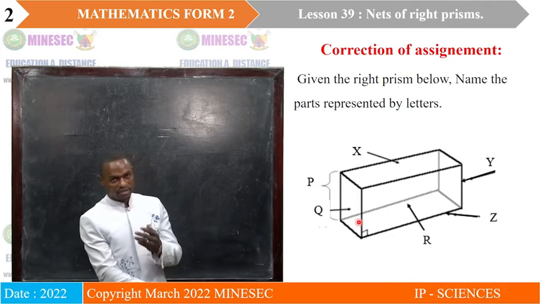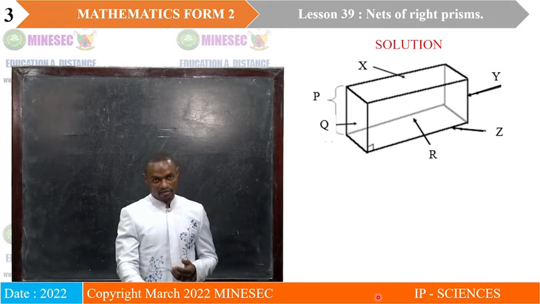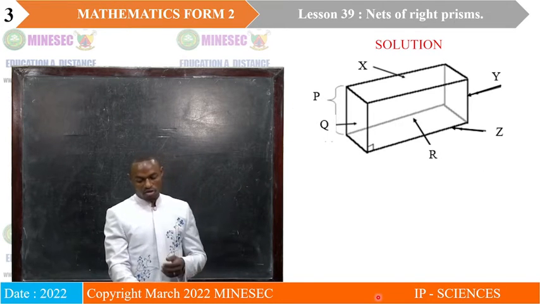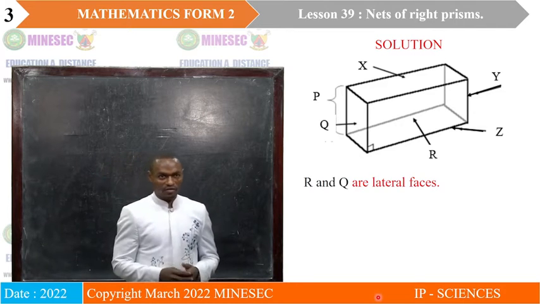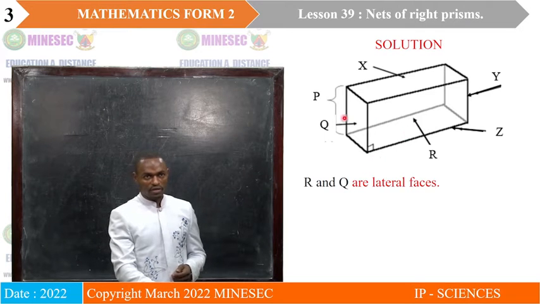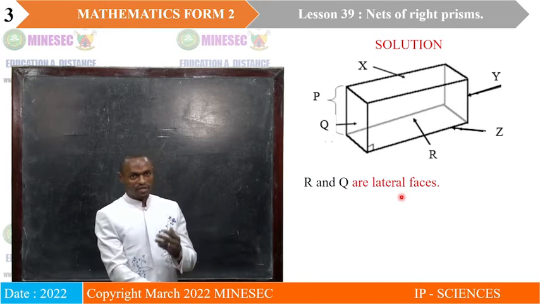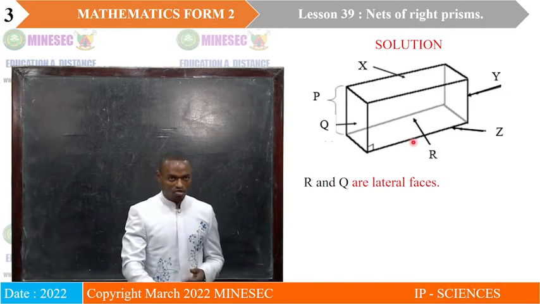So as you can see, this is a right prism, which is precisely a cuboid. We have to name the sides indicated by the letters. So as a solution, the first two letters, R and Q: R is a face, Q is also a face. Those faces are lateral faces, which means they are the faces that are actually showing up.